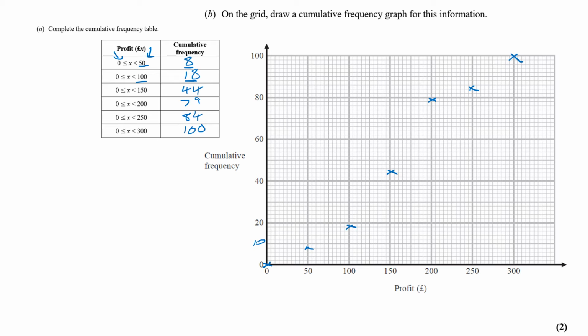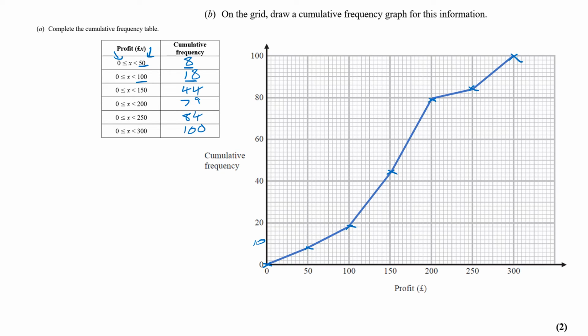Then if you join those points together, you've created your cumulative frequency graph. It doesn't have to be in straight lines, but straight lines is easiest and you still get marks for it. If you don't use straight lines and your graph ends up curving back down at any point, you'll lose marks for that.